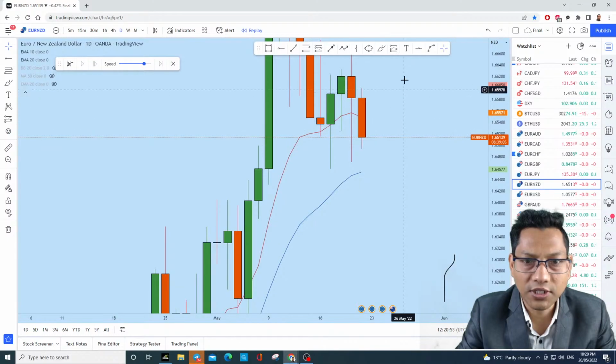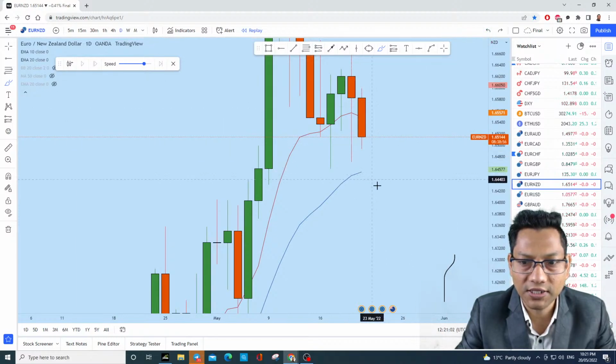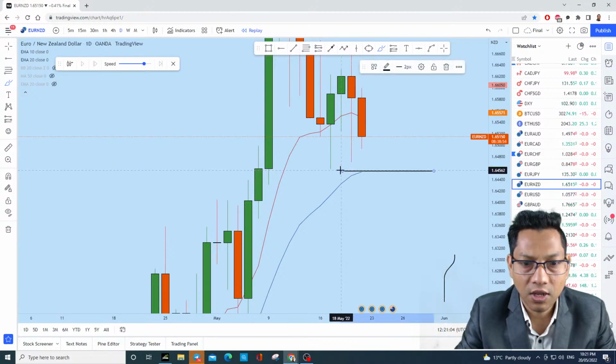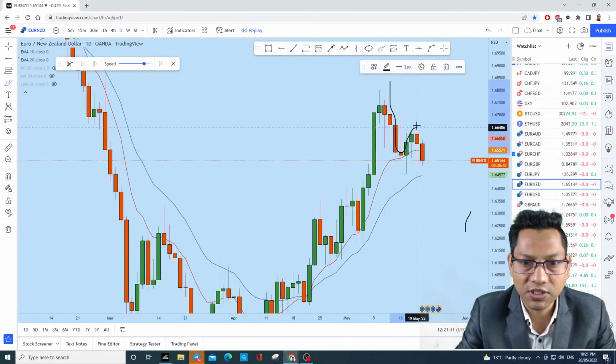And I think what it will do, basically it will come down, even test this 20 period moving average. This is where our profit target is. So I know that at least it will come to test this 20 period moving average, and then we will secure our profit. And then if I see another trade, then I will tell. But it's a perfect reversal pattern.